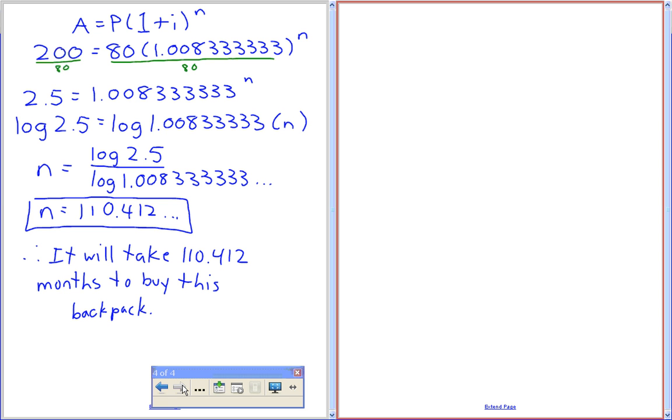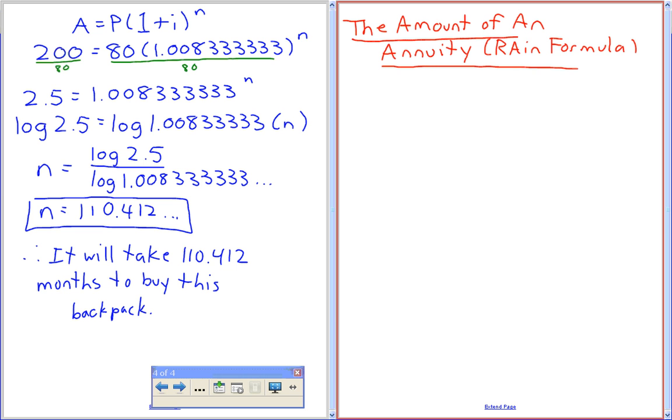So we want to talk today. Today's lesson is called the amount of an annuity, which is called the RAIN formula. Okay, this is another equation I'm going to give you. So this is for regular savings at a regular time.